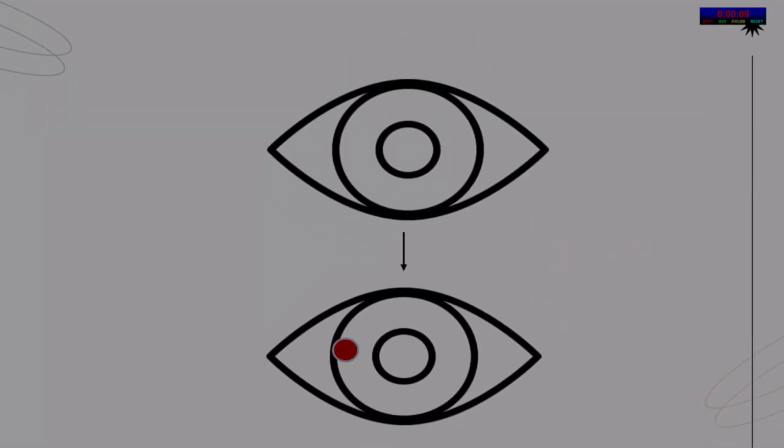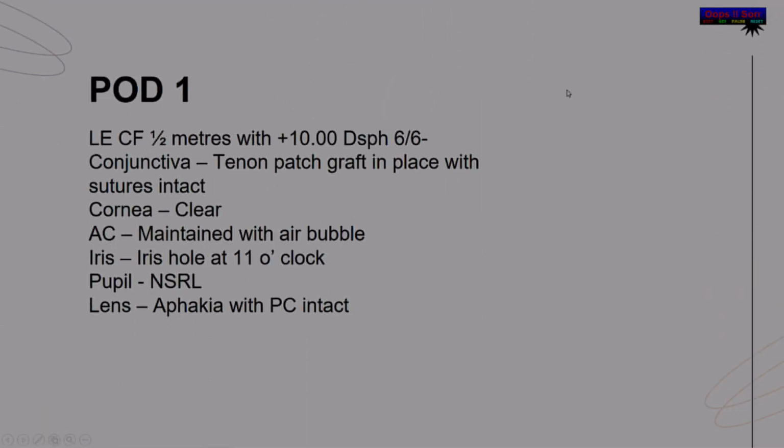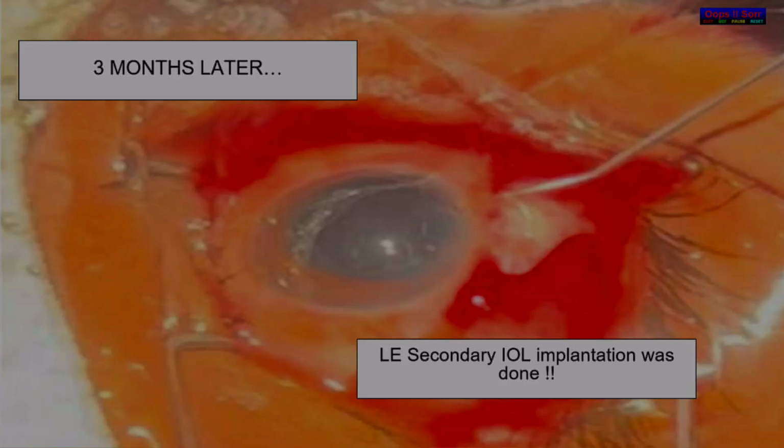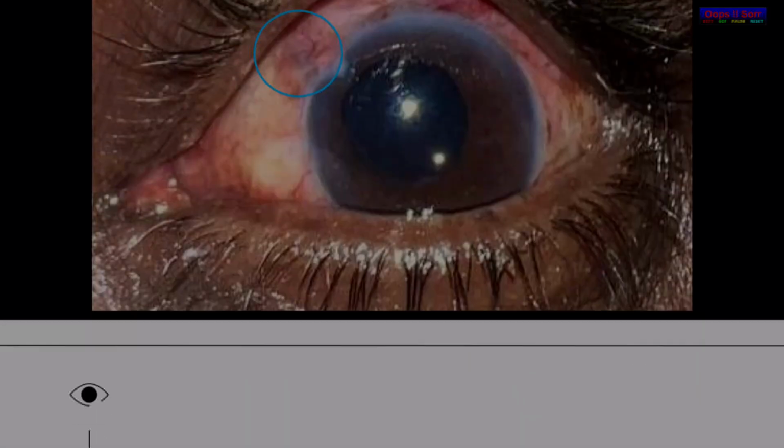So this was our 2 mm limbal defect, and the graft was harvested from the inferior conjunctiva, placed over our limbal defect and sutured with overlay sutures. At post-op day 1, we had a vision of CF half meter, which improved to 6/6 partial with a plus 10D lens, and we planned for a secondary IOL implantation at a later date. Fast forward to 3 months later, we had done a secondary IOL implantation, and post-op best corrected visual acuity was 6/6 surprisingly, and here also we can see that the Tenon's patch graft is well accepted.